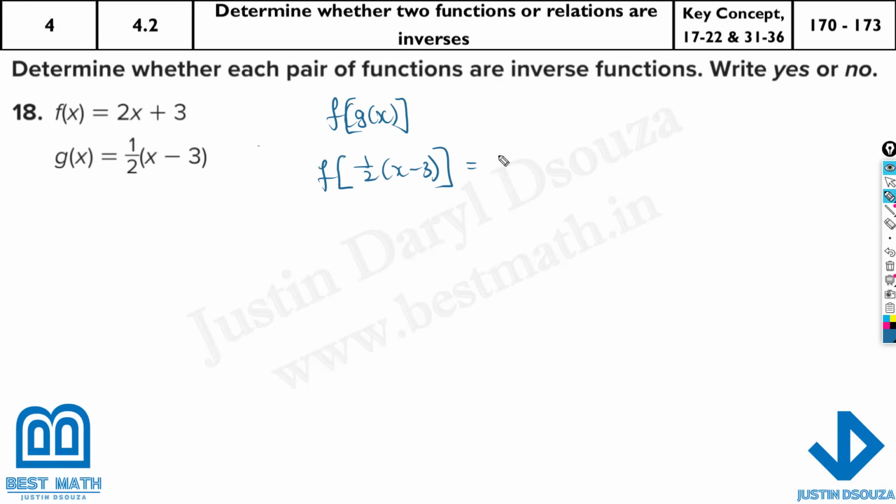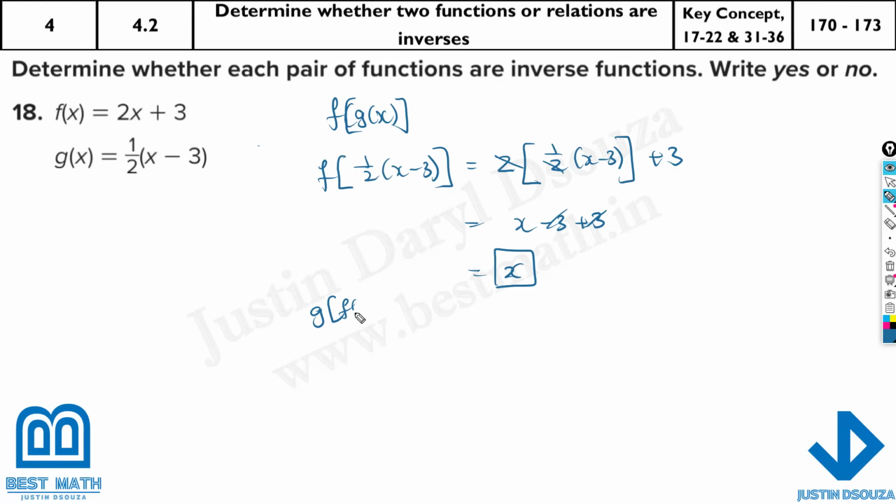What happens? It'll be 2, but now instead of this x value, you need to put everything that is below: half x minus 3, and then plus 3. Now you need to multiply this 2 inside. And since this is all multiplication, this cancels. That's enough. That's done. And you have x minus 3 plus 3. And what happens here? Yes, that is the correct answer. So these are inverse of each other. But I'll just prove it again. Let's do the other side as well.